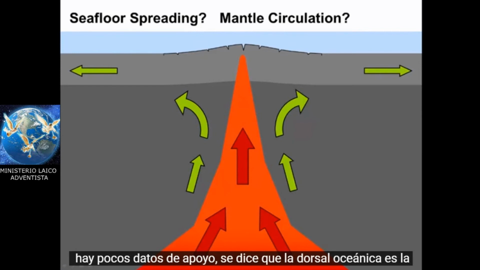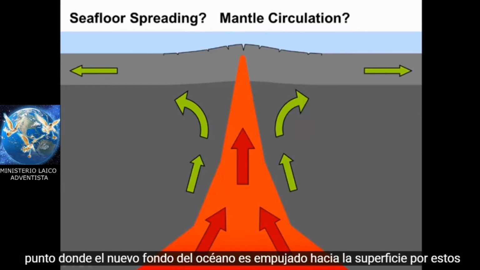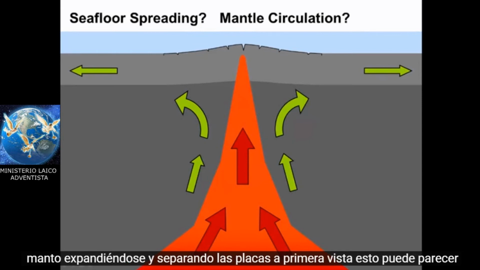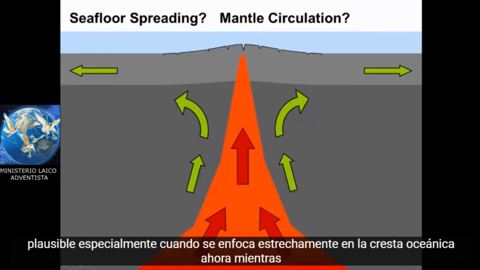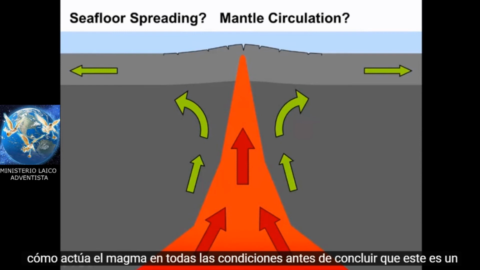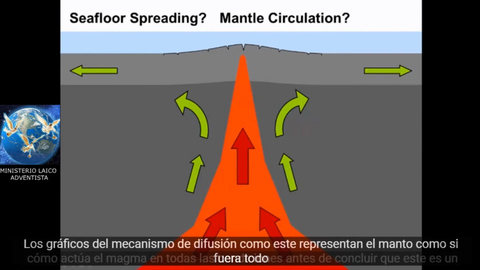The mid-oceanic ridge is said to be the point where the new ocean floor is pushed up to the surface by these convection currents. This is attributed to deep liquid magma coming up from the mantle, expanding and pushing the plates apart. At first glance, this may seem plausible, especially when narrowly focused at the mid-ocean ridge. Now, while it is true that magma expands as it rises near the surface, one must consider how magma acts in all conditions before concluding that this is an adequate spreading mechanism.